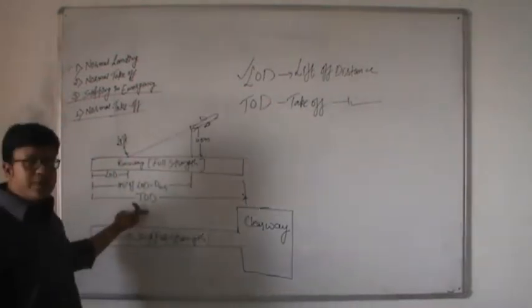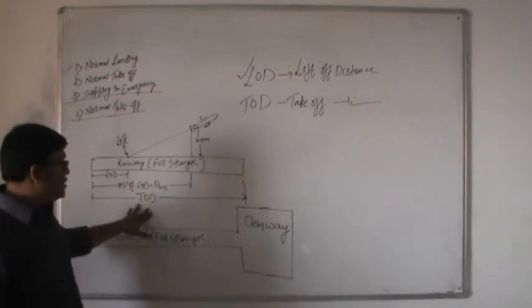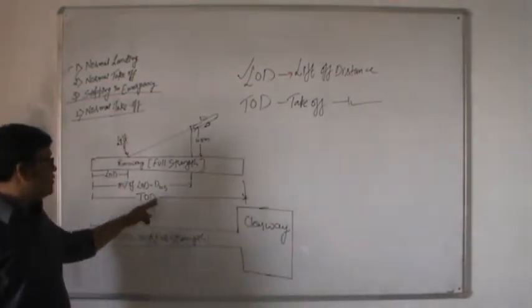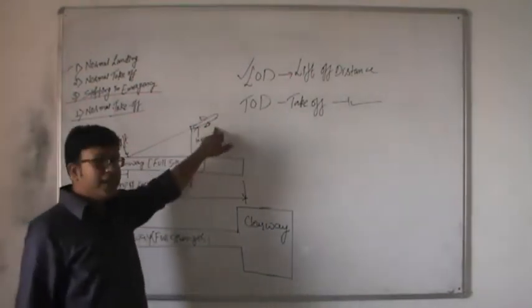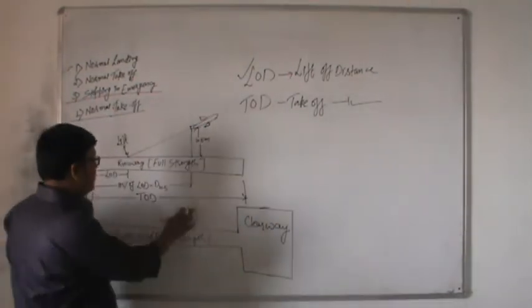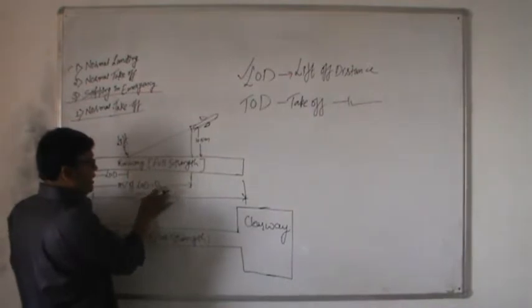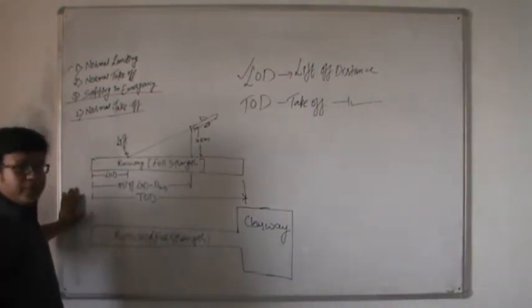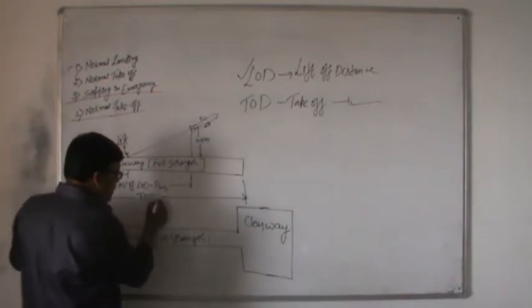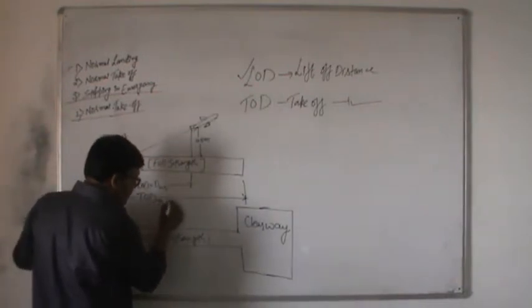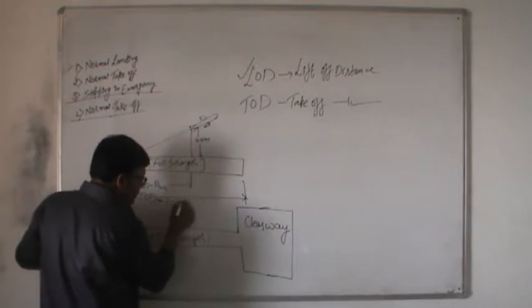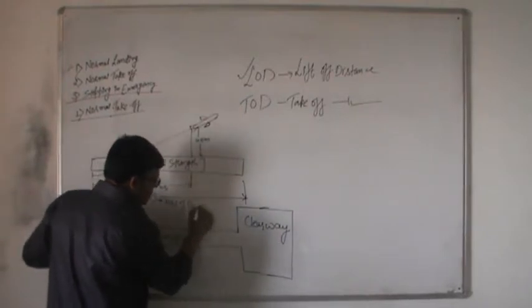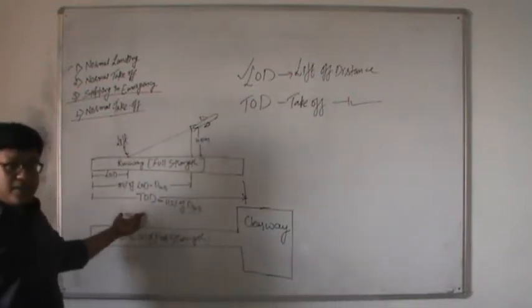What is the takeoff distance? The takeoff distance is equivalent to 115% of the distance required to reach a height of 10.5 meters. If that is 115% of lift off distance, then the takeoff distance will again be 115% of the distance required to reach a height of 10.5 meters. So this is the takeoff distance.